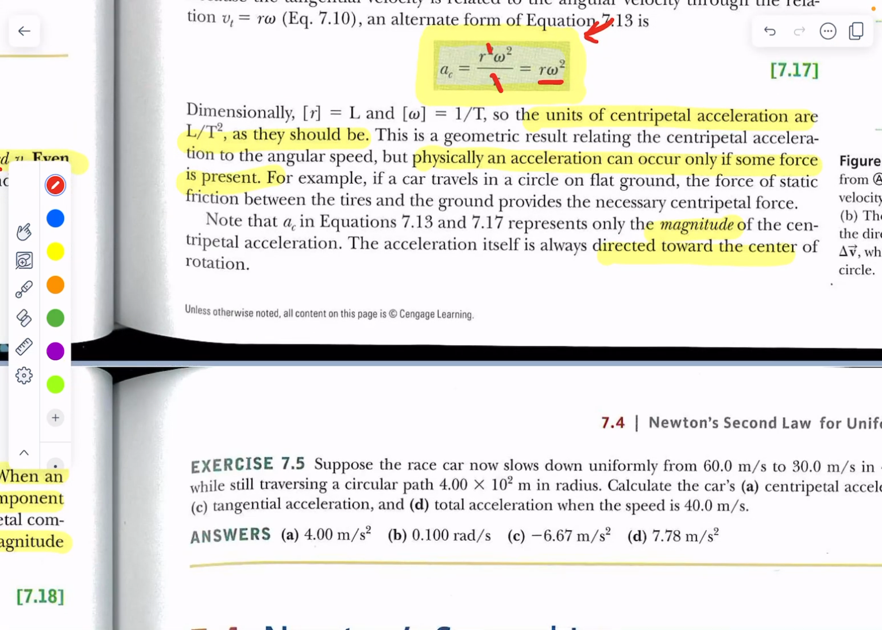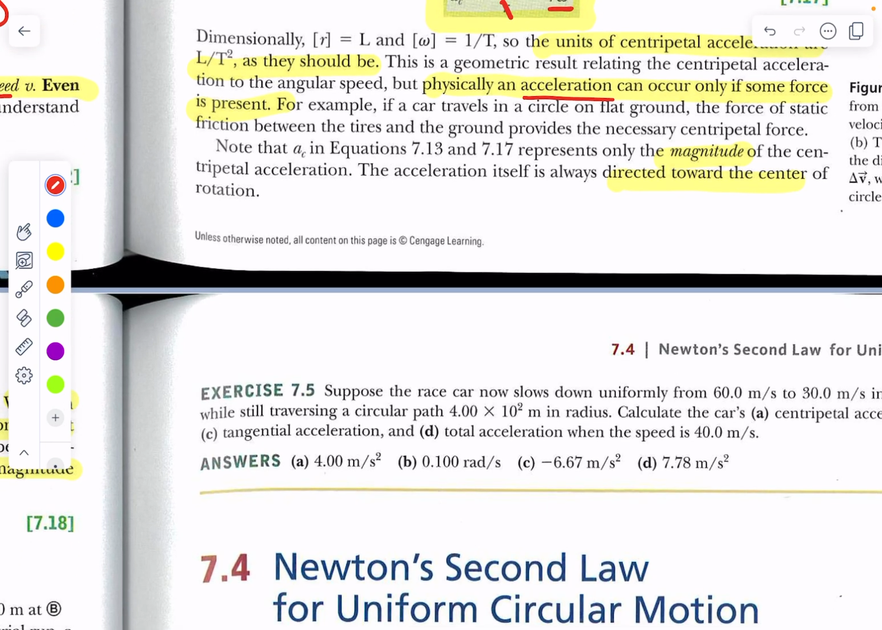So an acceleration can only occur if there is some force that is present. An unbalanced force causes acceleration. It either causes a change in its velocity in terms of the magnitude of the speed or a change in the direction of that velocity. And this particular acceleration, since it's directed towards the center of the circular pathway, is called a centripetal, centripetal meaning center-seeking force.